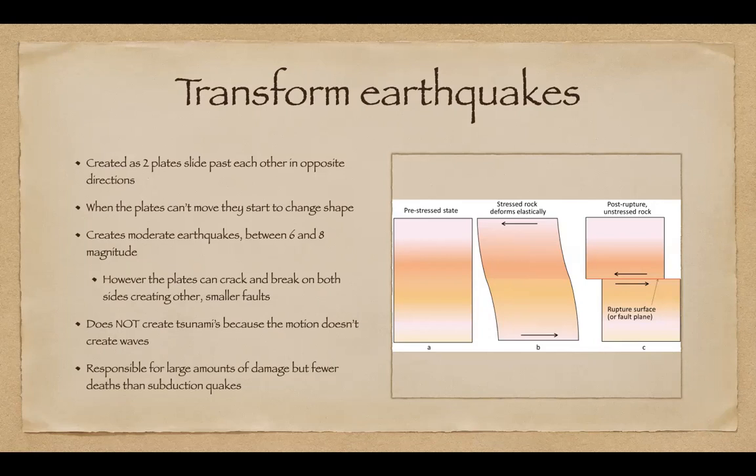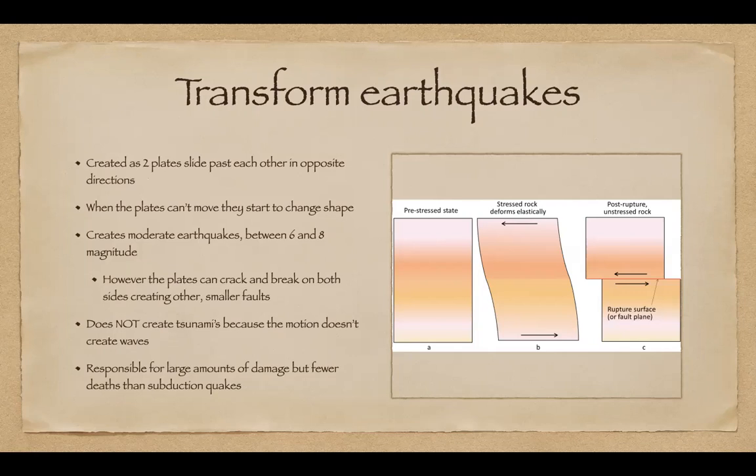So that's the biggest reason. The other reason is just not enough pressure can build up. Typically, transform plate boundaries don't store up energy as long, but their magnitudes are usually between 6 and 8. And what's also interesting about transform, different than subduction, is they actually can cause breaks and cracks and faults on either side of them. And this actually creates other smaller faults, which can then have their own earthquakes. So in San Diego, we actually have the Rose Canyon fault, which is not connected to the San Andreas, but is caused by the movement of the San Andreas.